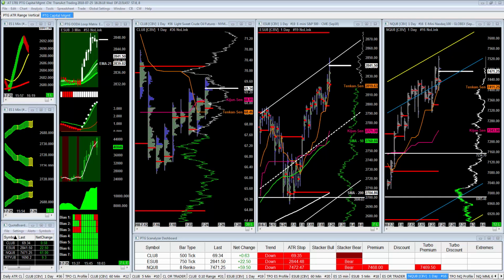Okay, and the premium and discounts are subdivided into standard premium and discounts and turbo premium and discounts. Now the core difference is turbo premiums and discounts are much more sensitive in terms of their frequency.